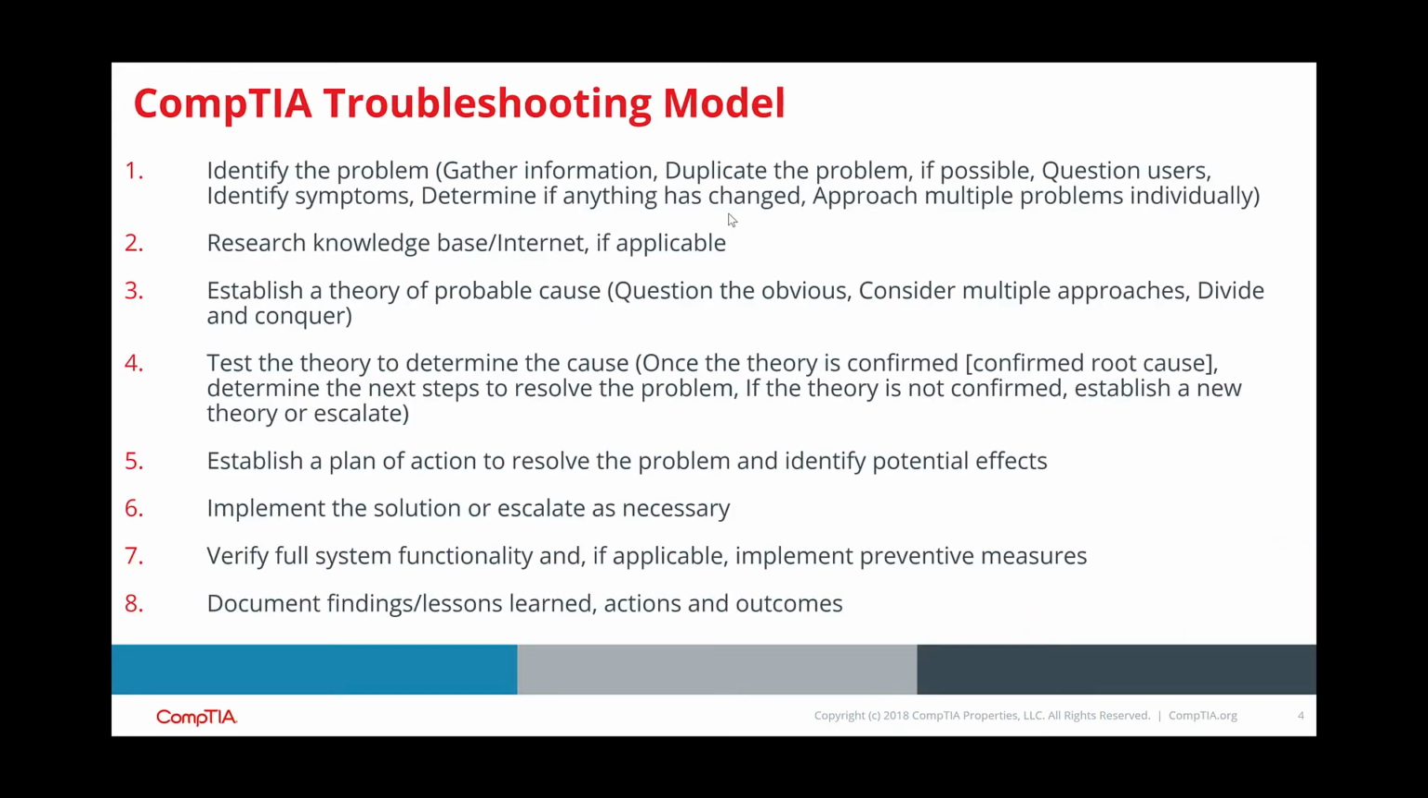So this is the actual model from CompTIA. The first thing we're going to do is identify the problem. This could be a local problem, where you're physically in front of the computer, and then you need to identify what the issue is, but it could also be over the phone, like a remote user. So that's where gather information comes in. We want to get as much information from the user as possible.